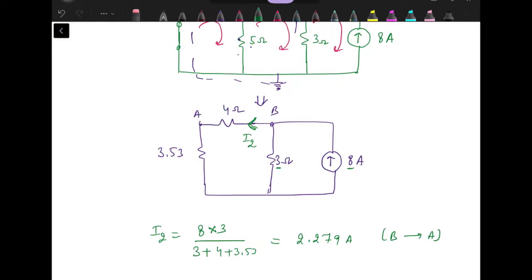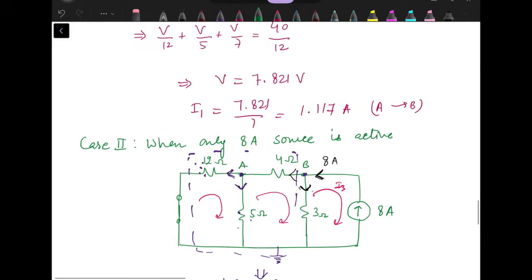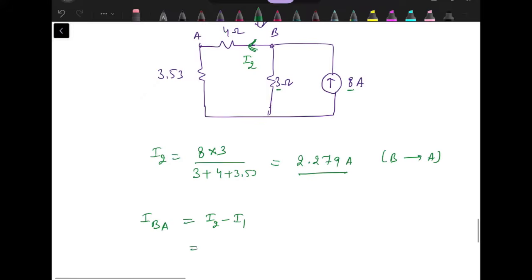So the resultant current is actually the algebraic sum. Since the two currents are flowing in opposite direction, we have seen that 1.17 ampere is flowing from A to B, 2.279 is flowing from B to A. So obviously the resultant current will be from B to A. It will be equal to I2 minus I1. 2.279 minus 1.117. So answer is 1.162 ampere.